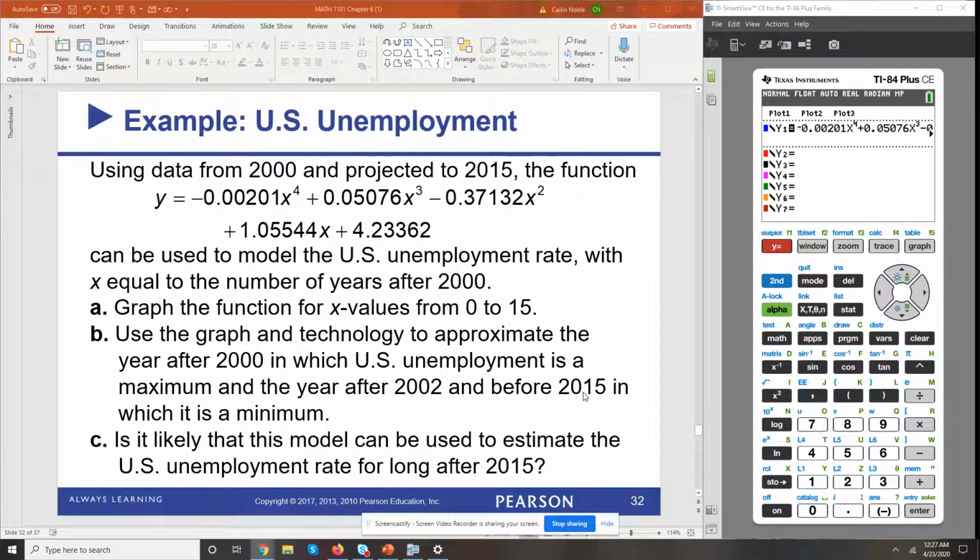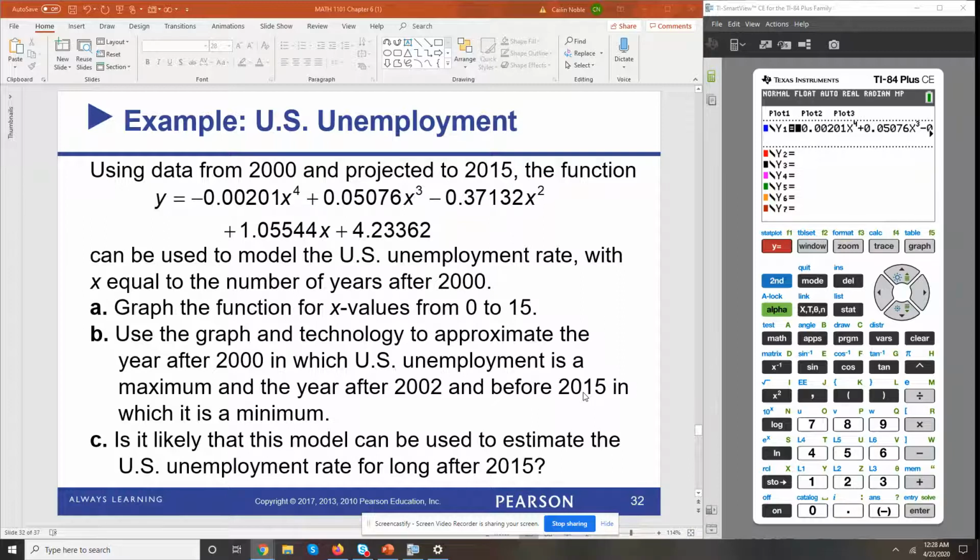Using data from 2000 and projected to 2015, the function y equals negative 0.00201x to the fourth power plus 0.05076x to the third power minus 0.37132x to the second power plus 1.0554x plus 4.23362 can be used to model the U.S. unemployment rate, with x equal to the number of years after 2000.